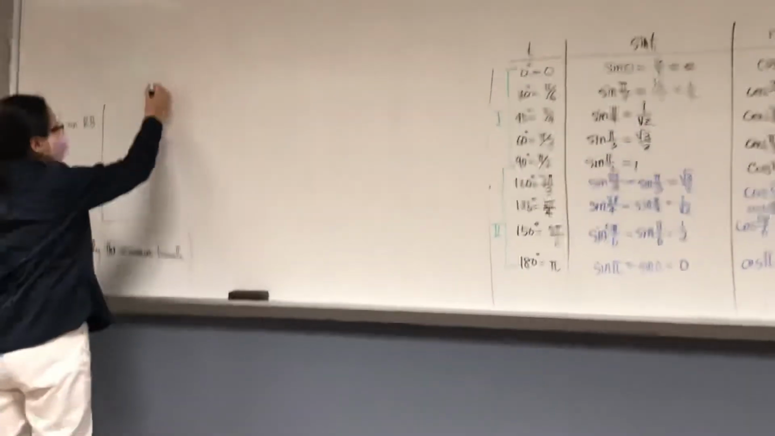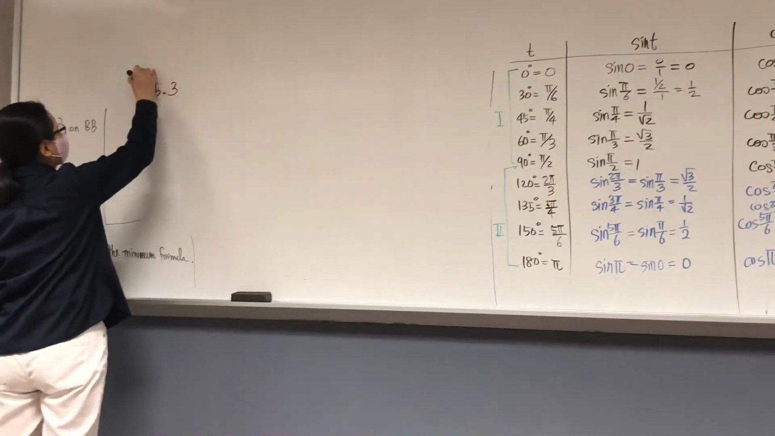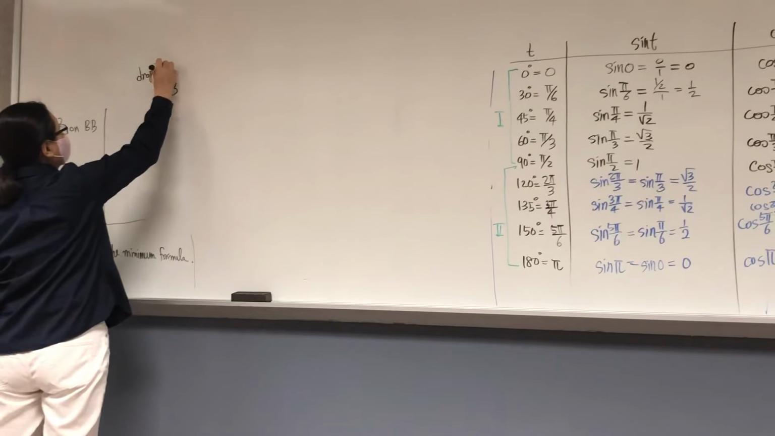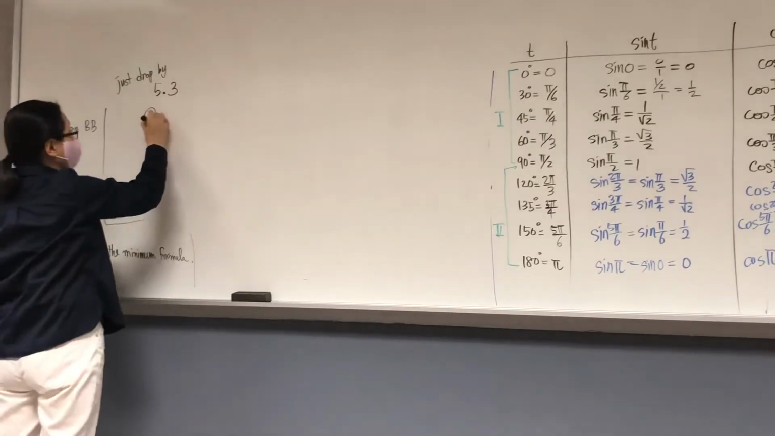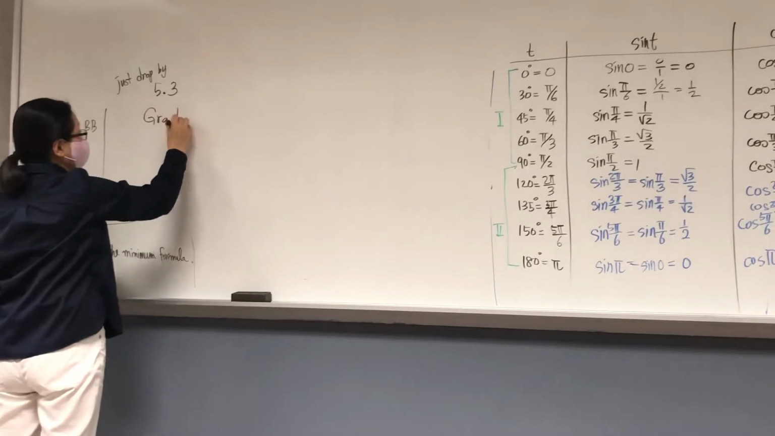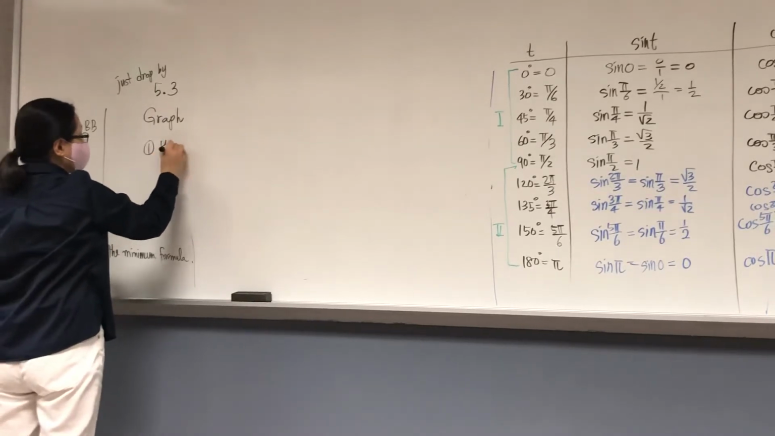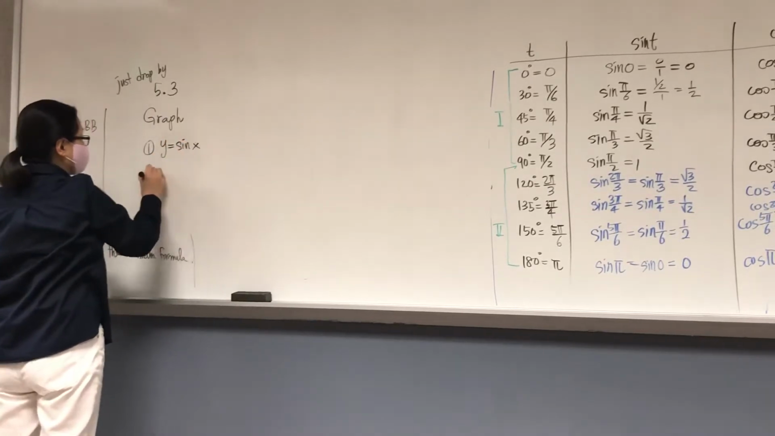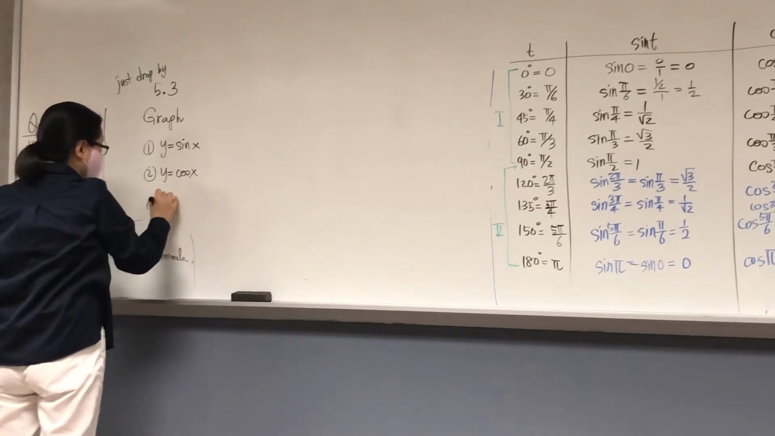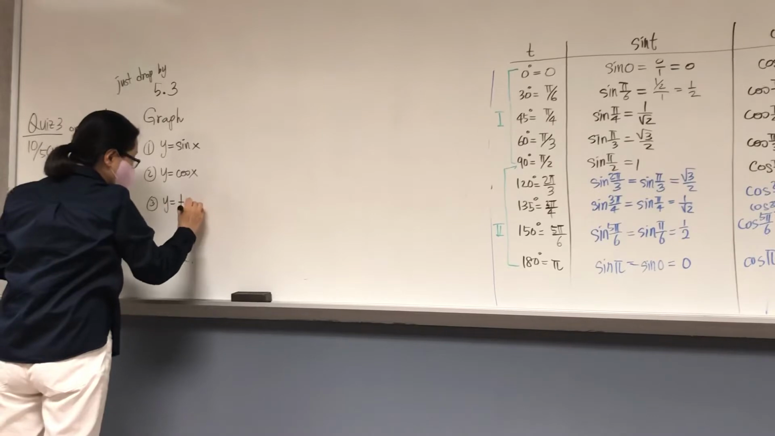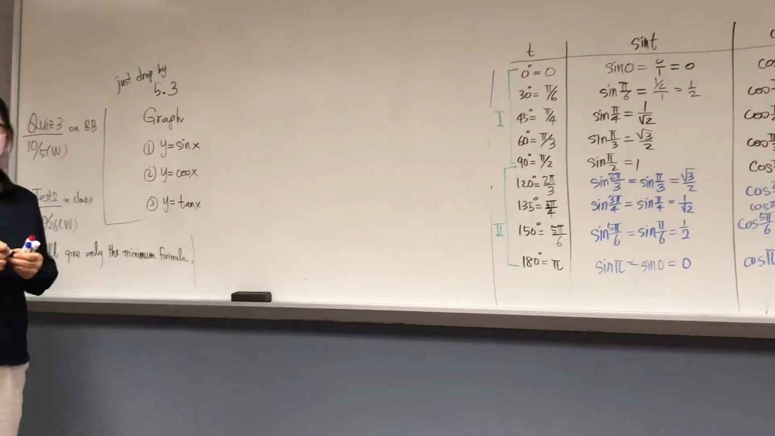Just drop by 5.3. Let's think about the graph of y equals sine x, y equals cosine x, y equals tangent x. Let's go. How are we going to graph it?